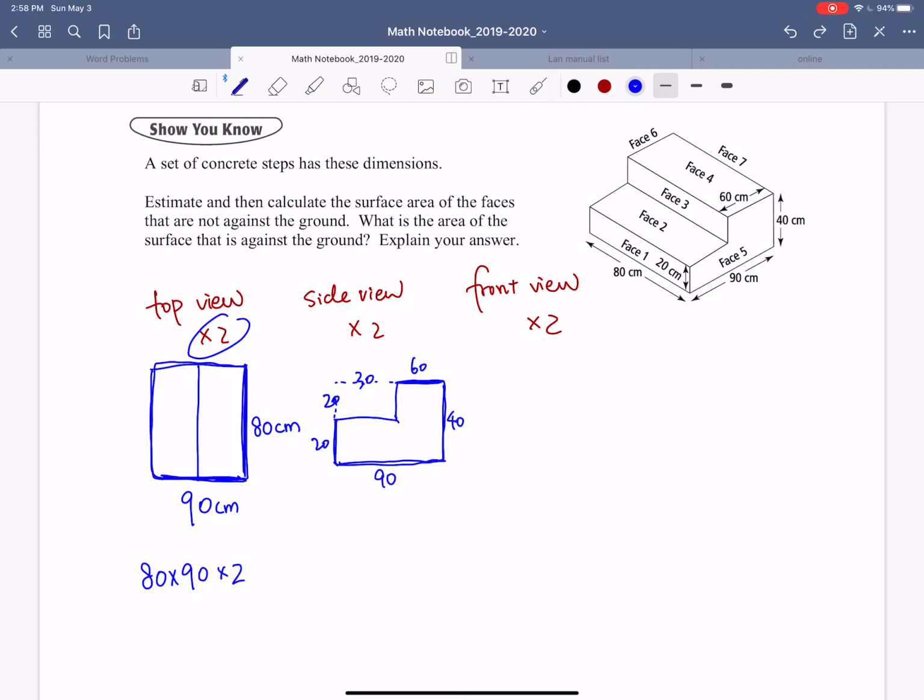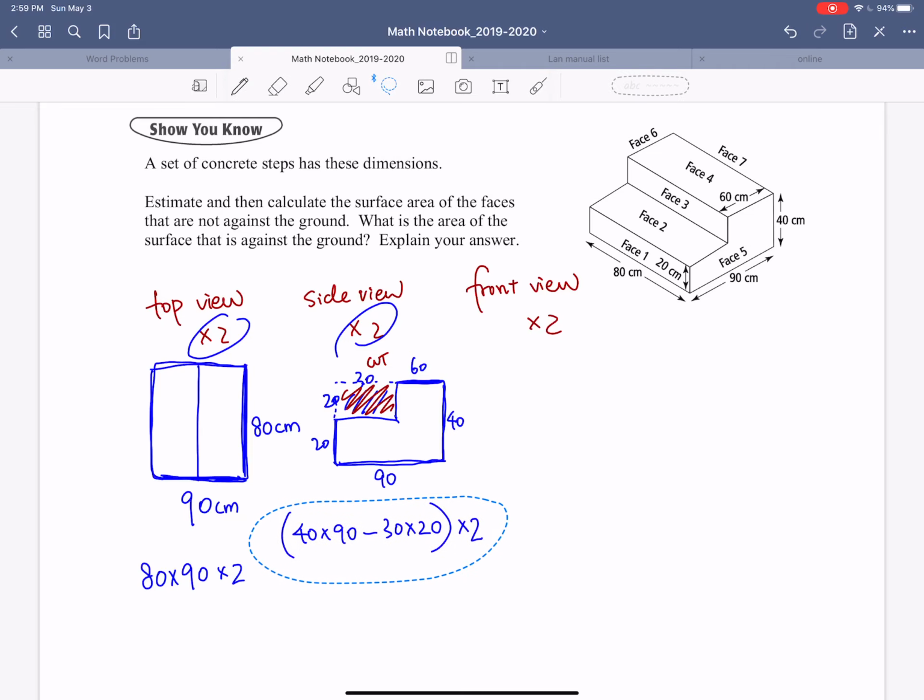So you get the idea of the whole rectangle, which is 40 times 90, subtracted by the cutout piece, which is 30 times 20. That piece is cut out. Okay, just going to highlight it. This part is cut out. All right, so this is the surface area of the side. Do we need to times 2? Yes, times 2. Okay.